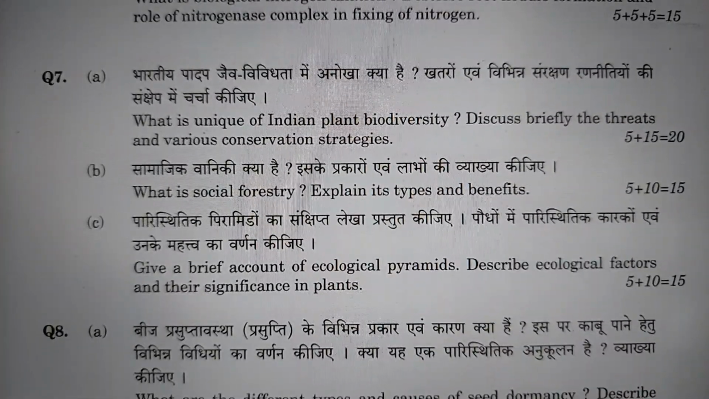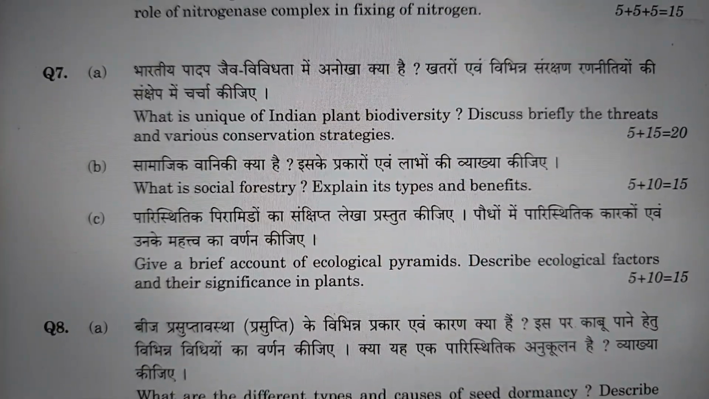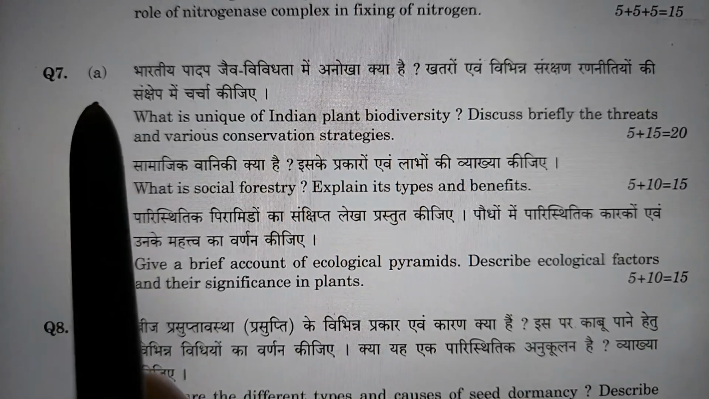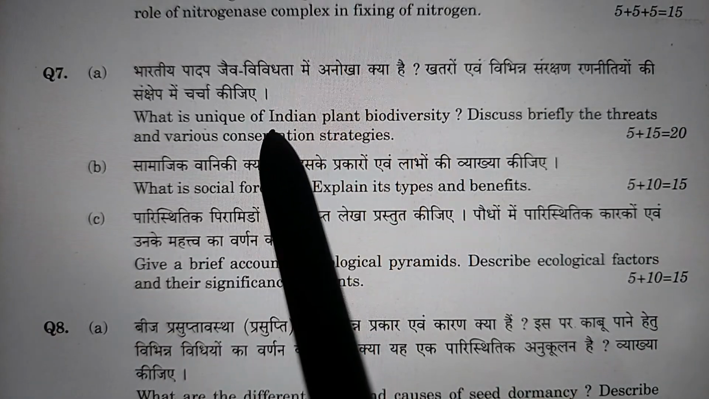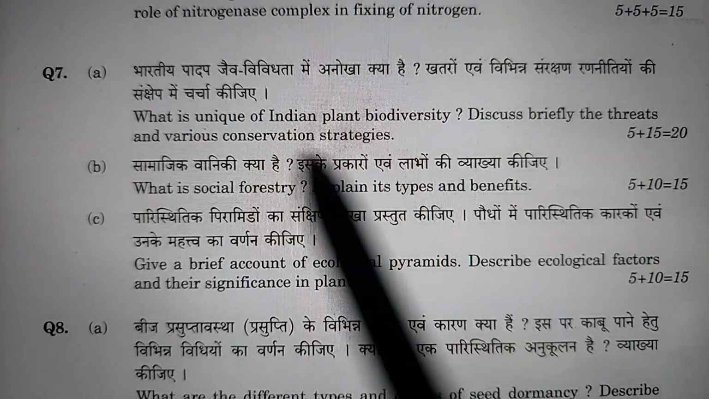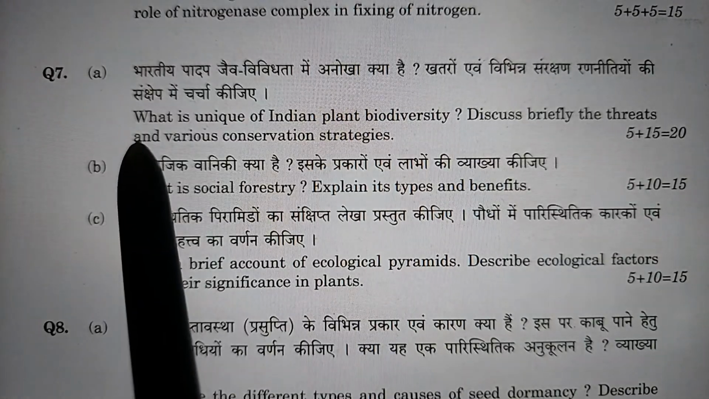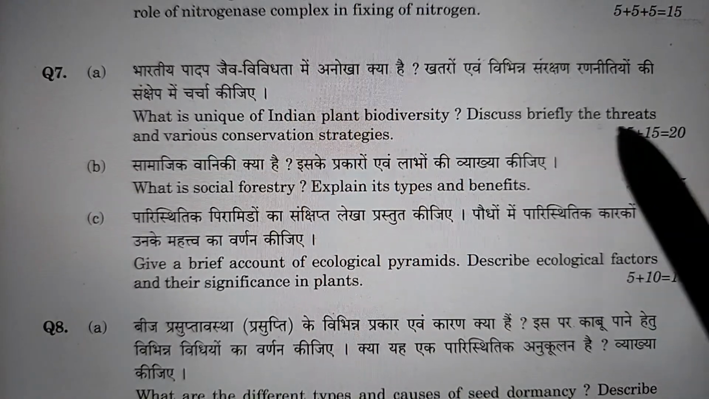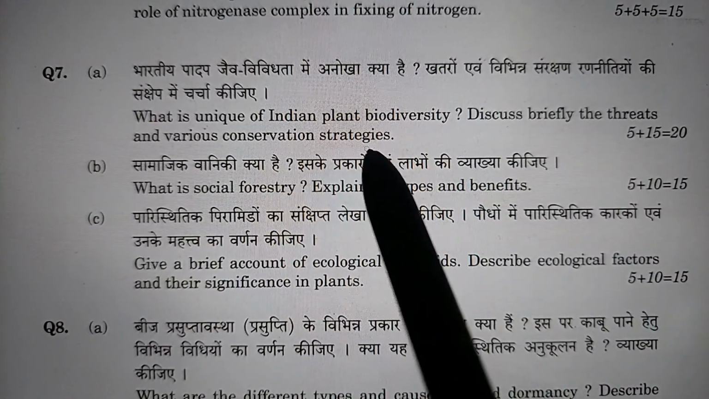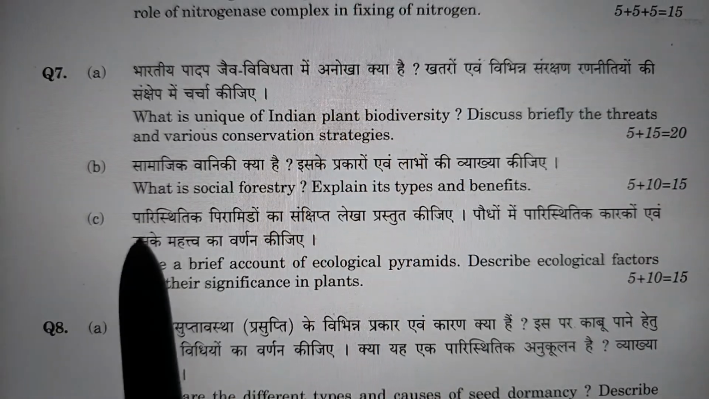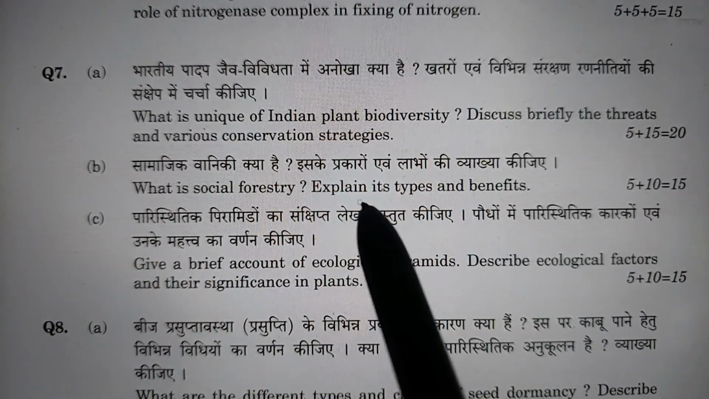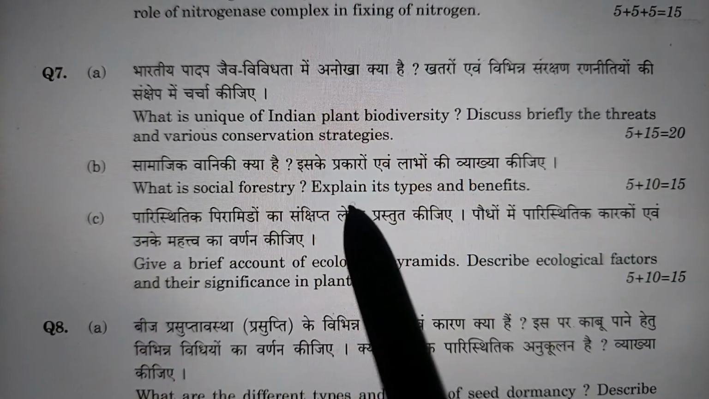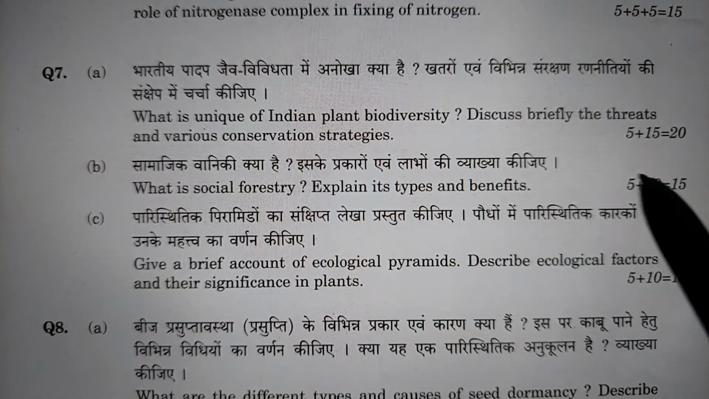Question number 7 is also having 3 options, A, B and C. Option A is what is unique in Indian plant diversity? What is unique of Indian plant biodiversity, 5 marks. Discuss briefly the threats and various conservation strategies, 15 marks, total 20 marks. Option B is what is social forestry? Explain its types and benefits, 5 plus 10. Social forestry is 5, types is 5 and benefits is 5, total 15.